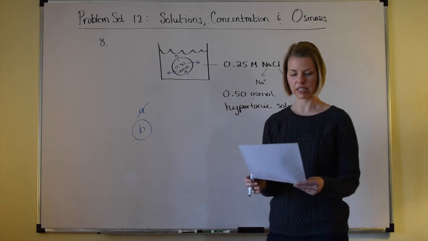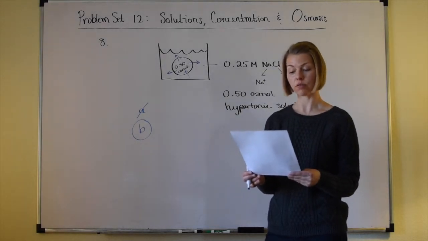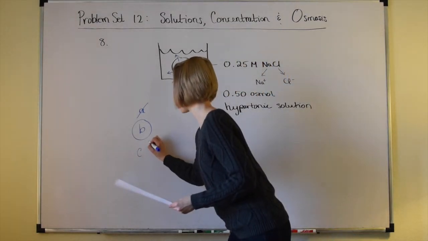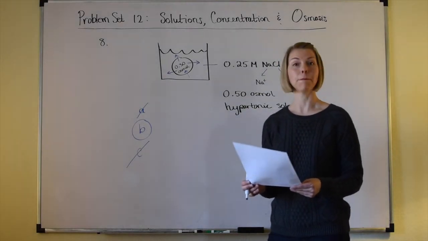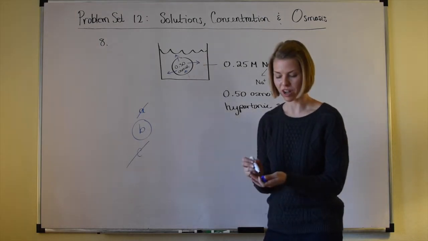Let's go ahead and look at C just to make sure. C says water will flow in and out of the red blood cells at equal rates. That would happen if they were isotonic. They are not, so it is not C. The answer to number 8 is B. All right, let's erase here and go on to number 9.